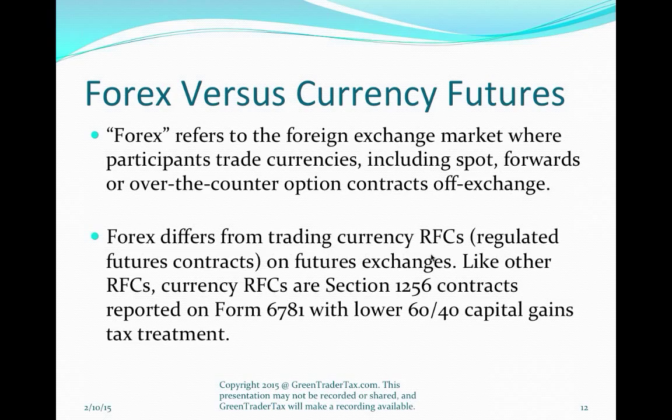So, Forex is different from currency futures. Forex refers to the foreign exchange market where participants trade currencies, including spot, forwards, or over-the-counter option contracts off exchange. Forex differs from trading currency RFCs, regulated futures contracts, on futures exchanges. Like other RFCs on U.S. futures exchanges, they're 1256 contracts reported on Form 6781, and you get the lower 60/40 capital gains tax treatment. That's a wonderful thing. And you also can do a 1256 loss carryback election.